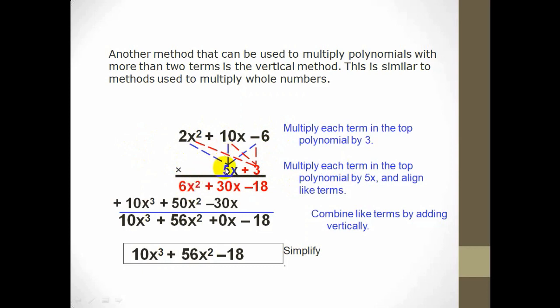Now multiply 5x with each term of the top polynomial. 5x multiplied by minus 6 is minus 30x, 5x multiplied by 10x is 50x square, and 5x multiplied by 2x square is 10x cube. Now add the like terms. Minus 18, plus 30x minus 30x cancel. 6x square plus 50x square means 56x square, and 10x cube as it is. So the result is 10x cube plus 56x square minus 18.